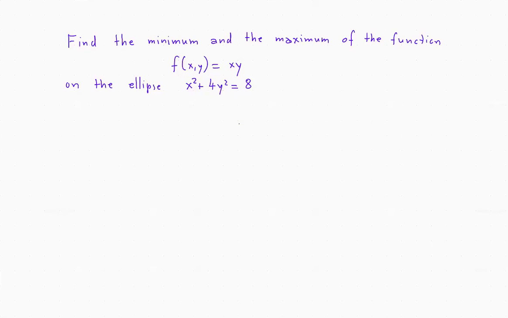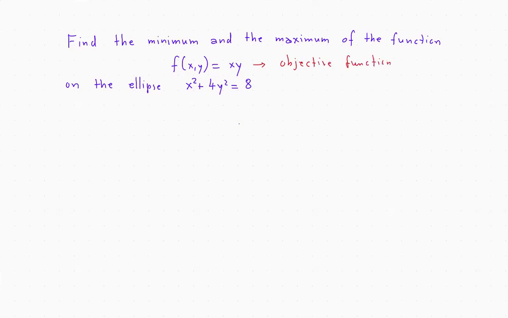Okay, so what we have here is a pretty typical problem of the method of Lagrange multipliers. So we want to find the minimum and the maximum of the function xy on the ellipse x squared plus 4y squared equals 8. So this is what we call the objective function. And this is the constraint.